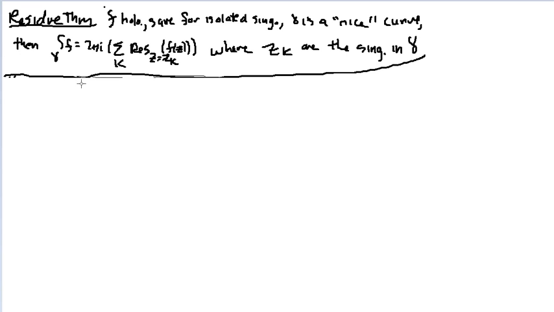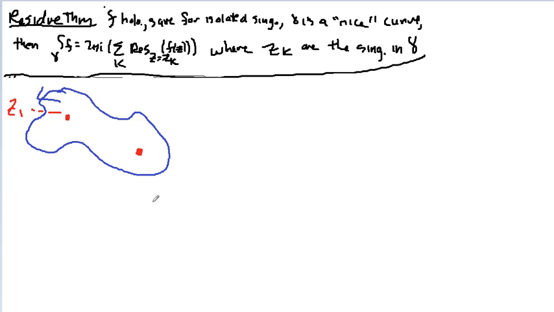So the picture I'm going to draw is, let's say this is gamma. Gamma is this kind of dark blue thing. And let's suppose that it is positively oriented. Let's suppose there are only two singularities inside here. Those two. Let's call this one z1. This one will be z2.